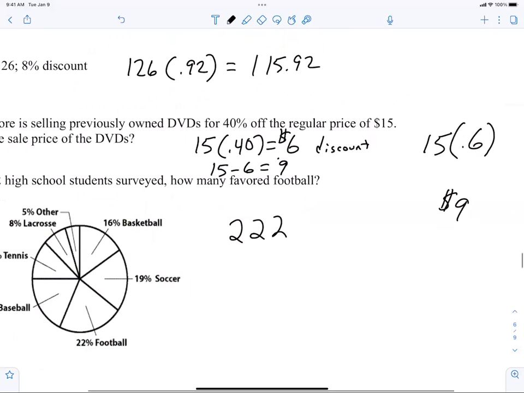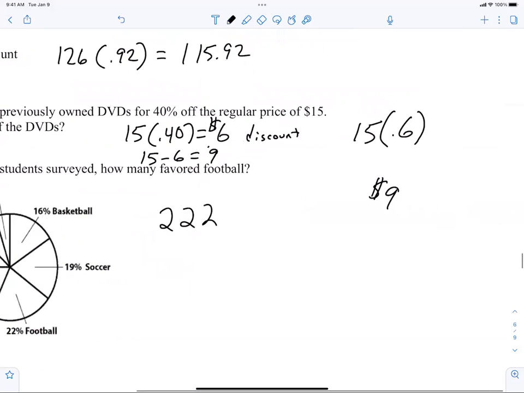Or you could be thinking about it and say, well, if I got 40% off, that means I only have to pay what percent? 60%. That's right. That's why I did 0.6. You with me now, right? Yeah. All right, so that's good.